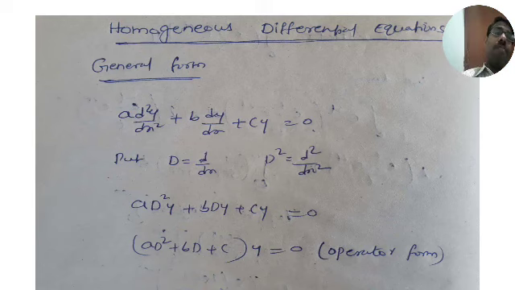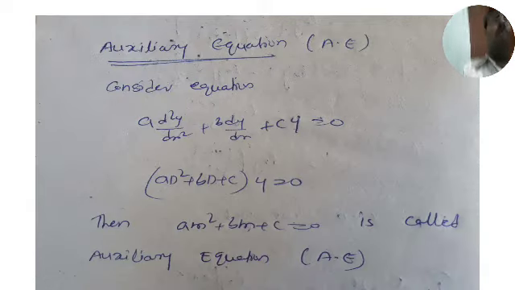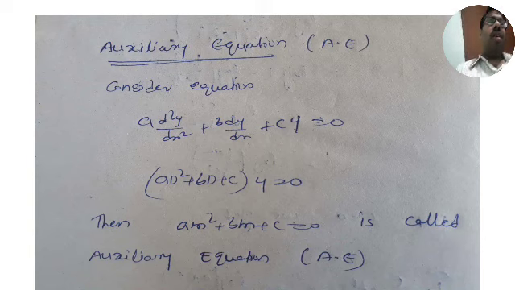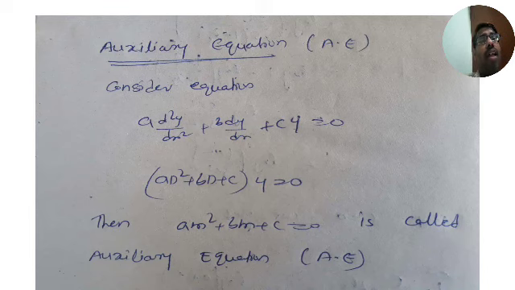Are you getting, guys? So let us see now what an auxiliary equation means. Auxiliary equation: capital A for auxiliary, capital E for equation. In short we say A.E. A does not mean assistant engineer, it is auxiliary equation. So what is an auxiliary equation?